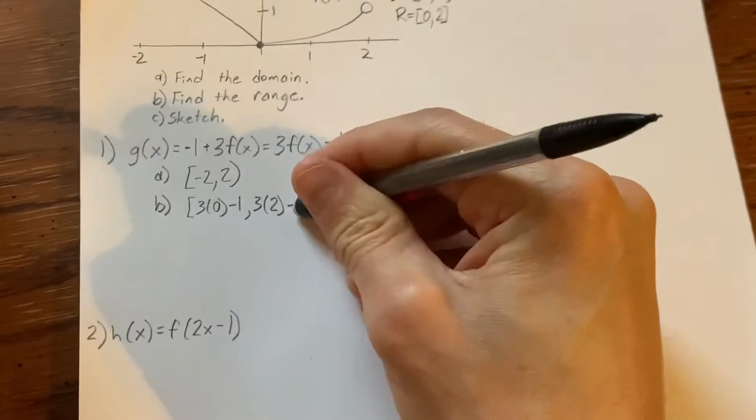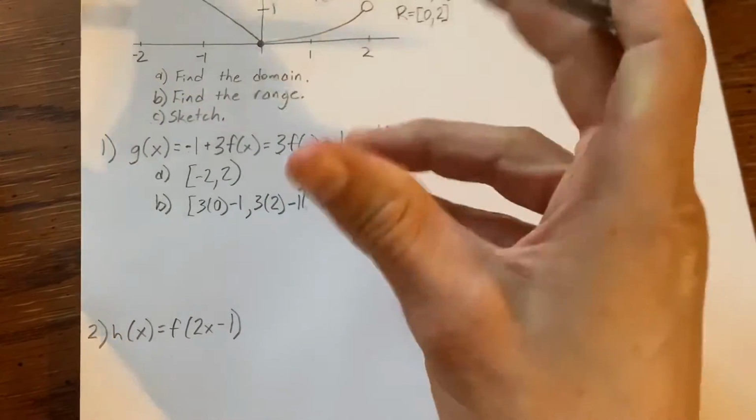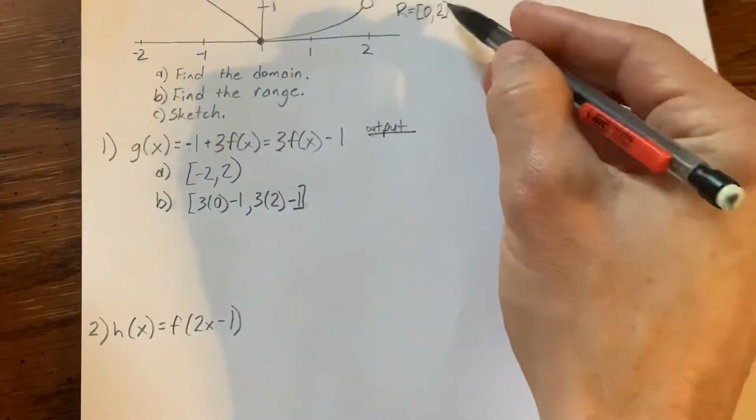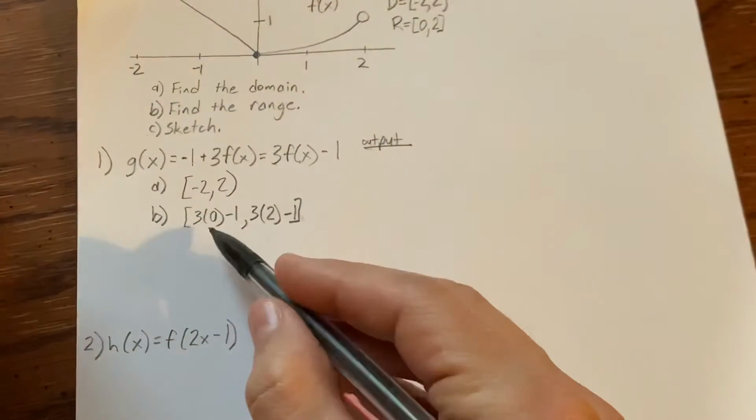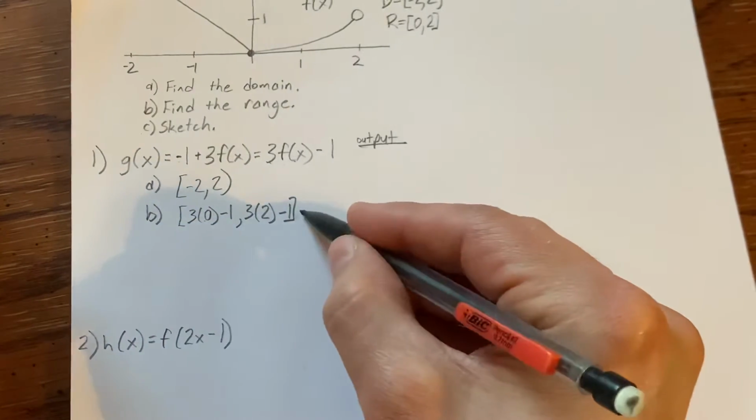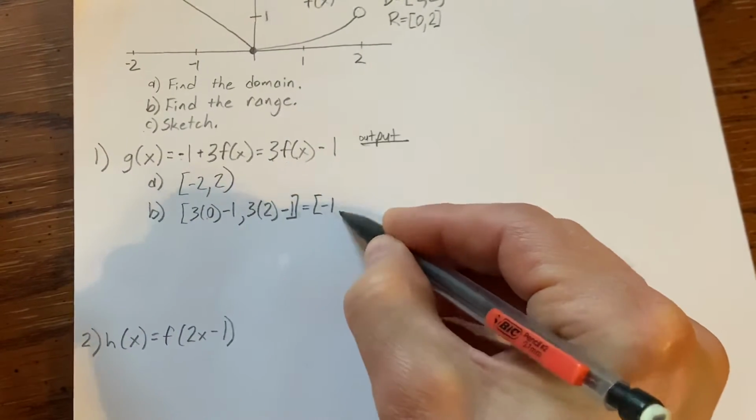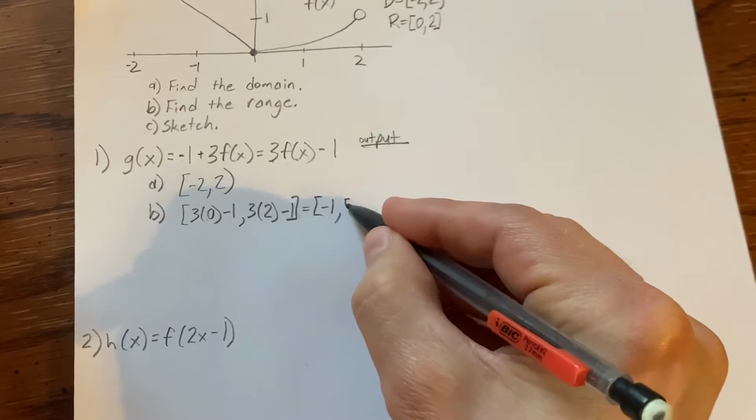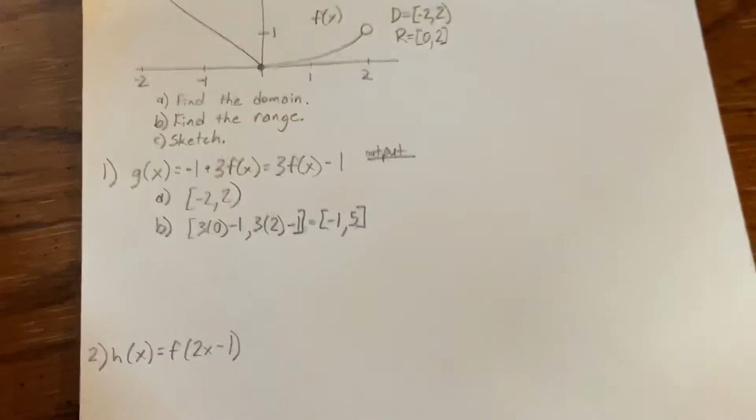Oops. Yeah. Getting confused doing the range, right? Okay, so what happens here? 3 times 0 is 0, minus 1 is minus 1. 6 minus 1 is 5. That's really what I have.